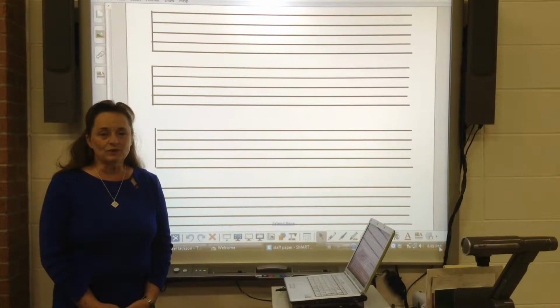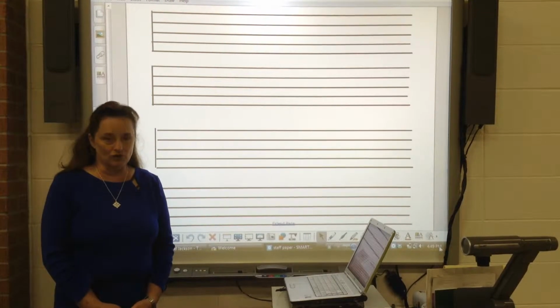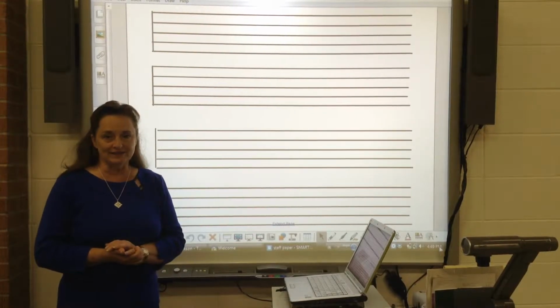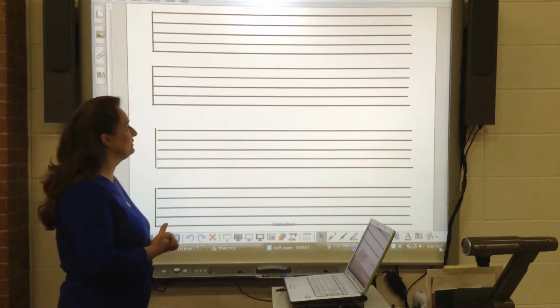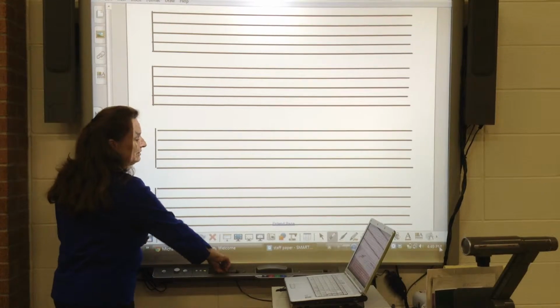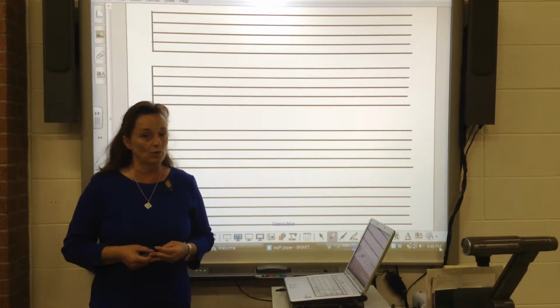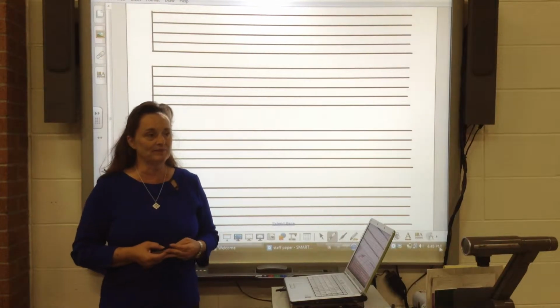Today, students, we're going to be looking at how to draw intervals on the staff, okay? We're going to be looking at the key of C again, all right? So starting with the key of C, when we talk about an interval, the definition of an interval is the distance from one note to the next note, all right?